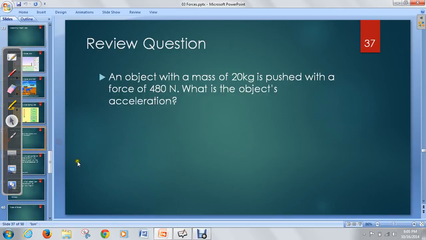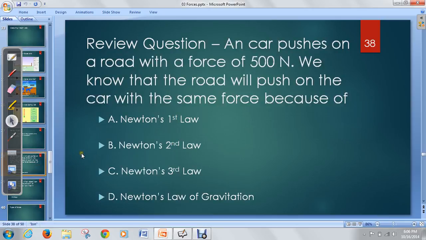All right, and then also if you're watching this video to make up a participation, let's just do this review question. An object with a mass of 20 kilograms is pushed with a force of 480 newtons. What is the object's acceleration? Okay, then also try this one.